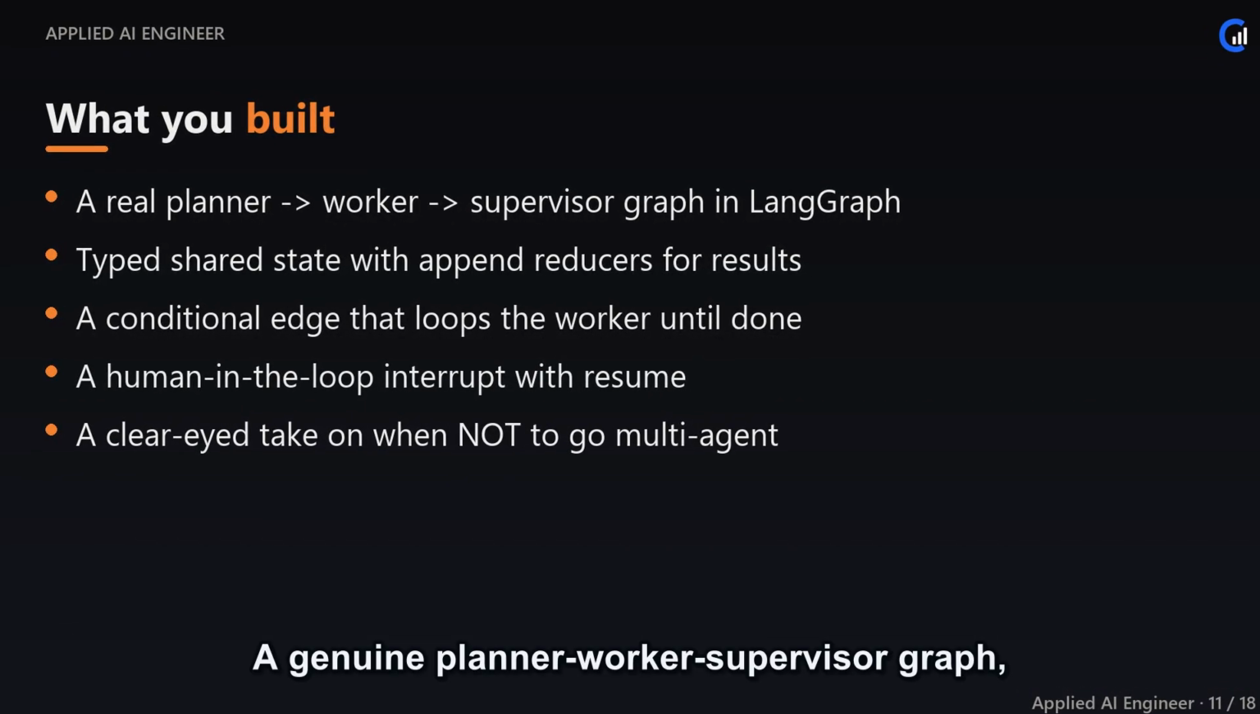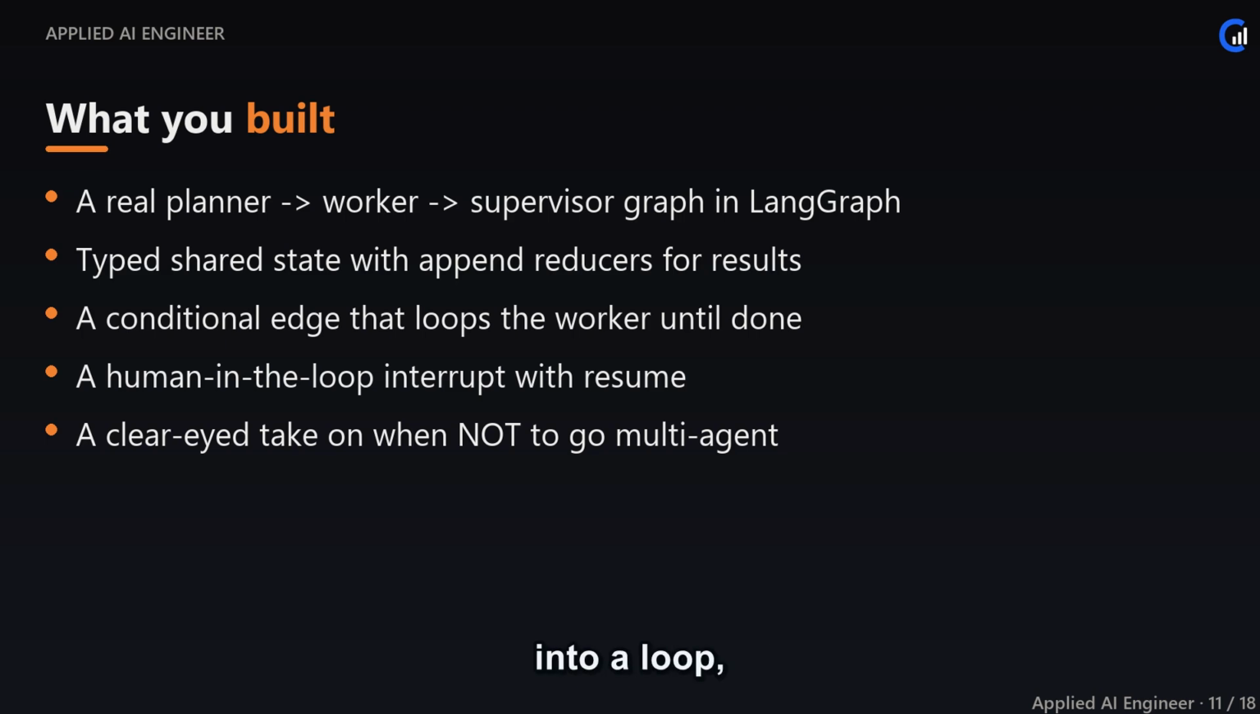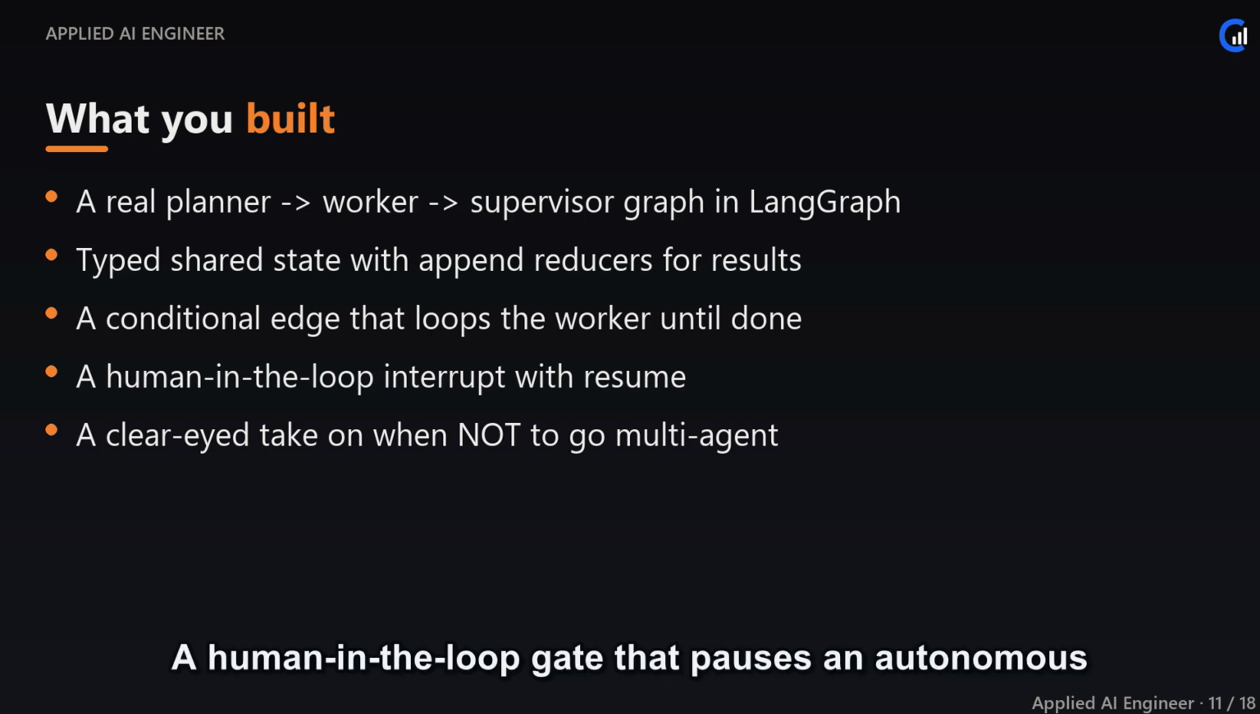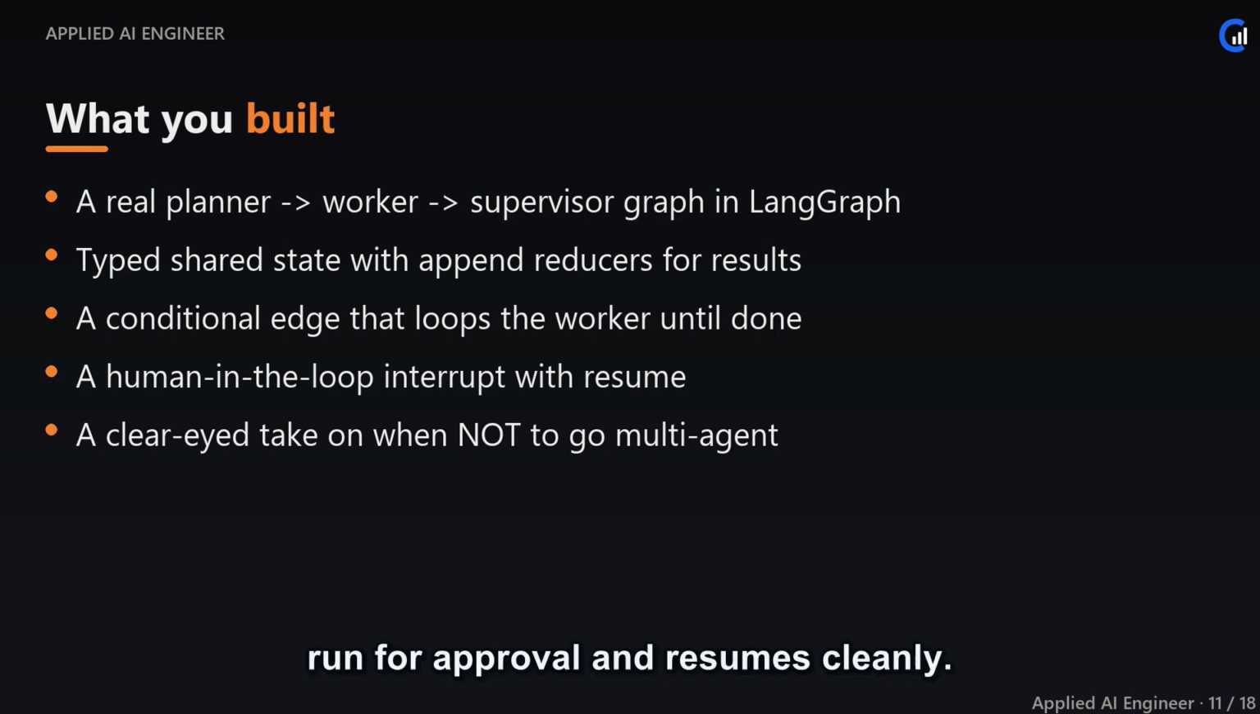Step back and look at what you now have. A genuine planner worker supervisor graph with typed state and append reducers so results accumulate. A conditional edge that turns a chain into a loop, running the worker once per task. A human-in-the-loop gate that pauses an autonomous run for approval and resumes cleanly. And most important, the judgment to know when one agent would have been simpler, faster, and cheaper. That last skill is what separates an engineer from an architecture astronaut.